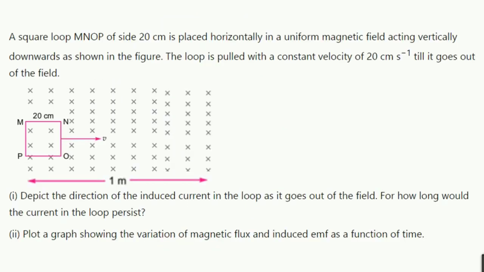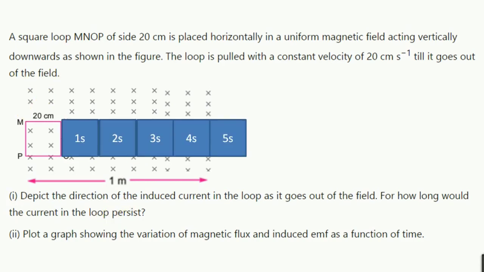So this is a similar question. A square loop of side 20 centimeter is coming out of this magnetic field, and the speed is 20 centimeter per second. And we have to plot the graph showing the variation of magnetic flux and induced EMF with time. And we have to find the direction of induced current and for how long the current will exist in the loop.